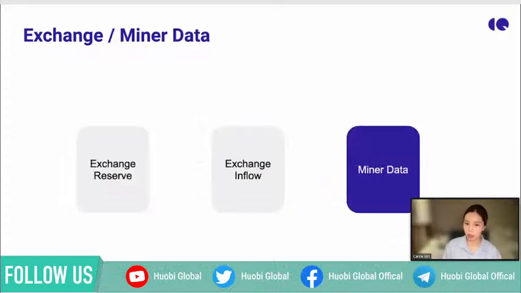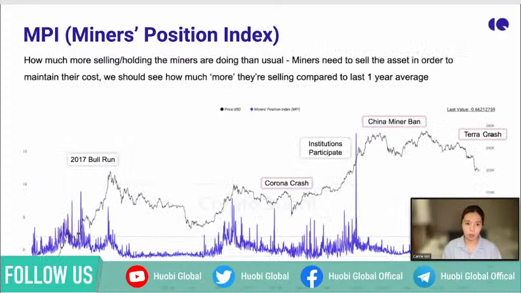Now moving on to the miners, more specific data for the miners. Well, there's a lot more, but I just brought one for today. So MPI, the miners' position index, shows how much more the miners are selling or holding than usual. In order to maintain the cost of mining, miners must sell a certain amount of assets all the time. So just looking at their sales itself, the numbers themselves, cannot give us any meaningful insights because they're always selling.